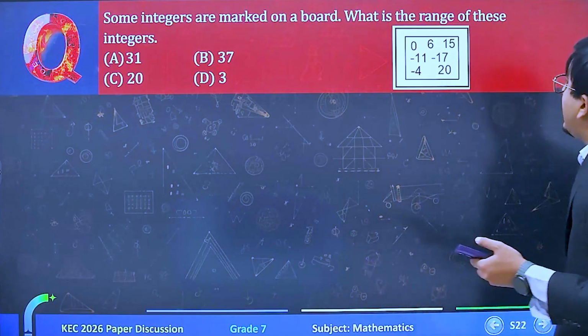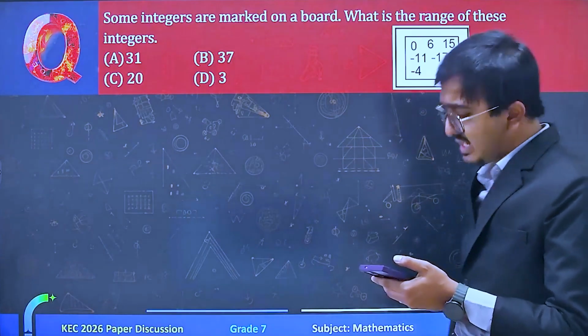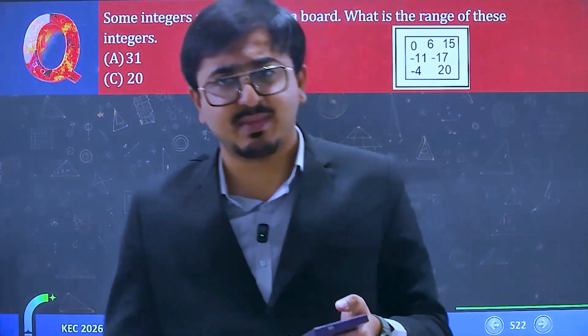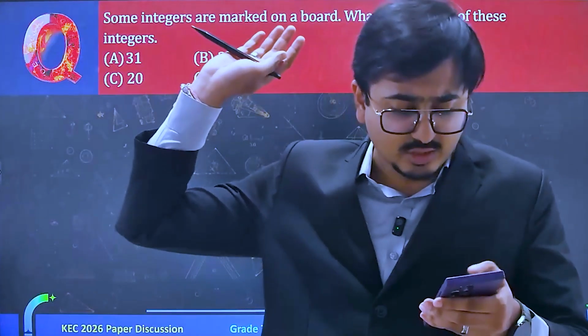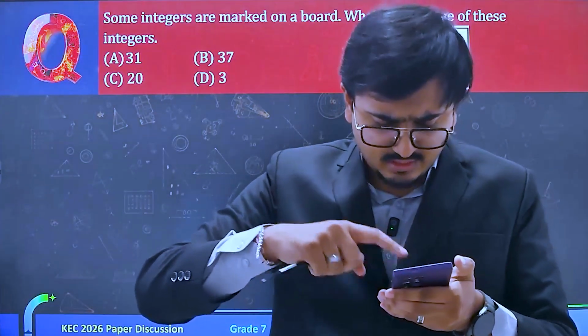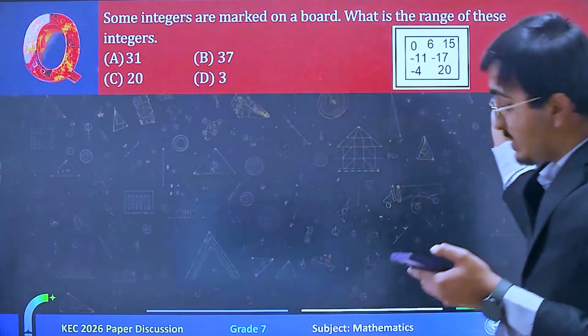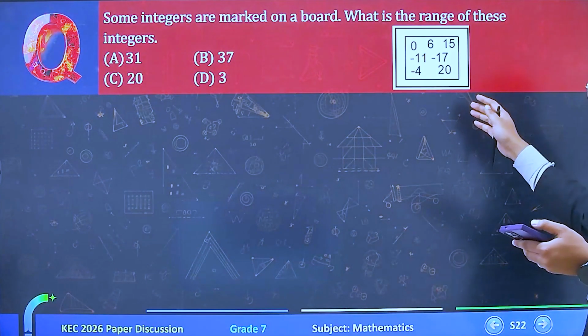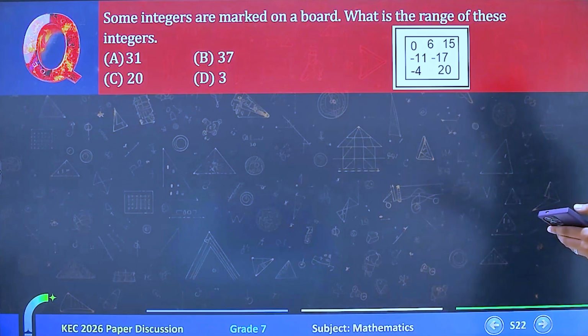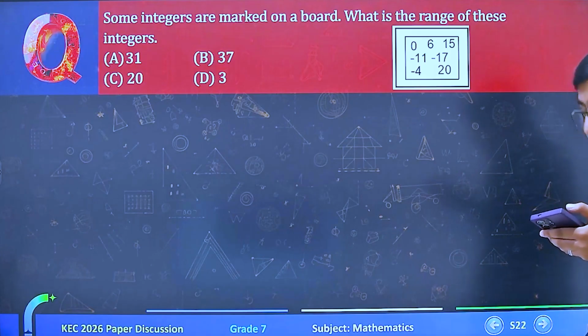Okay, some integers are marked. What is the range? Range is maximum minus minimum. What is the maximum here? Answer my question. First, what is the maximum? Maximum is 20. Correct. Minimum is minus 17.